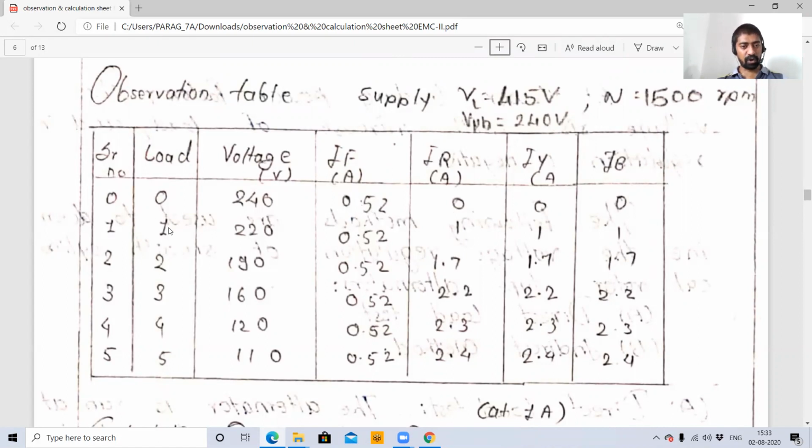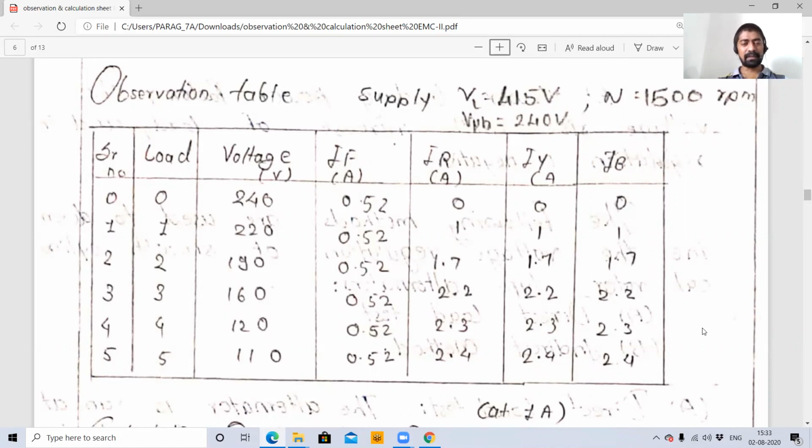As you put on the load, your terminal voltage keeps decreasing. Your field current remains constant, and your armature current keeps increasing. In every phase, your armature current increases. Now you have to find out the voltage regulation for any one reading.